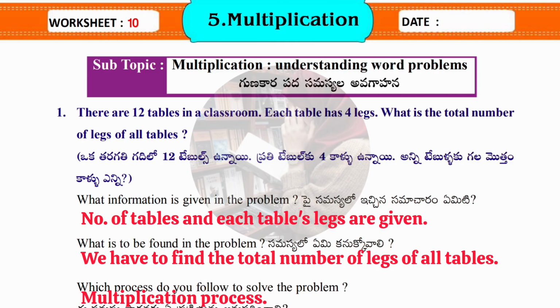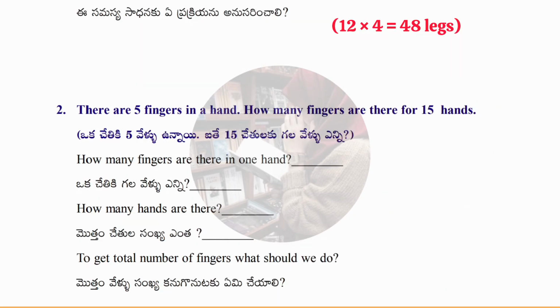Okay, next, third one. Which process do you follow to solve the problem? Of course, we have to do the multiplication. So write down multiplication process, or else you may write down the answer. Here they didn't ask you the answer, but still you just write it down. 12 multiplied by 4, 48.